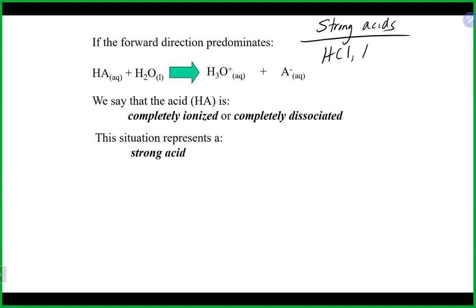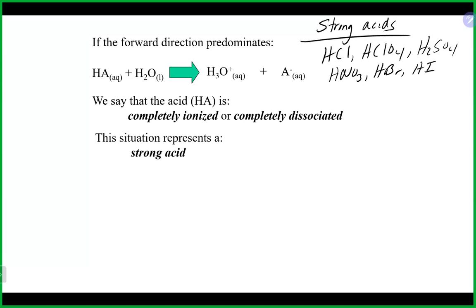hydrochloric acid, perchloric acid, sulfuric acid, nitric acid, hydrobromic acid, and hydriodic acid. So those are your 6 major strong acids. That is a good list to know because, again, if it is not one of those, it is probably going to be a weak acid.